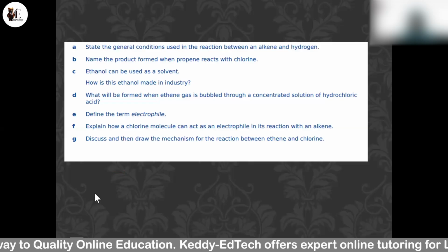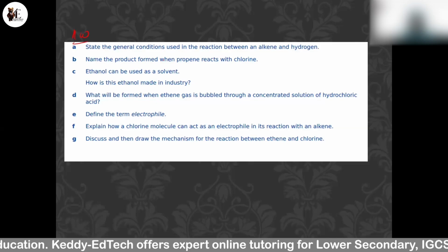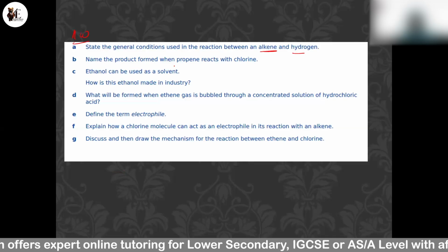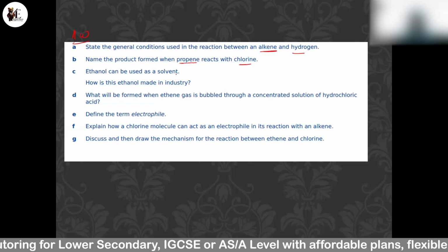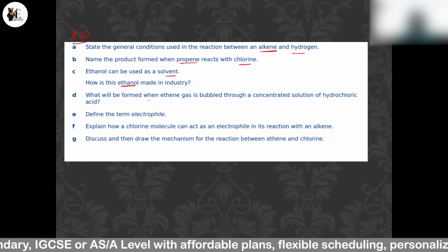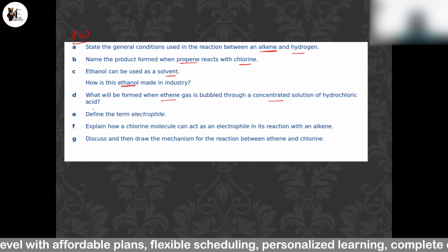So this is your homework questions for today. State the general conditions used in the reaction between an alkene and hydrogen. Name the product formed when propene reacts with chlorine. Ethanol can be used as solvent. How it is made in industry. What will be formed when ethene gas is bubbled to a concentrated solution of hydrochloric acid?